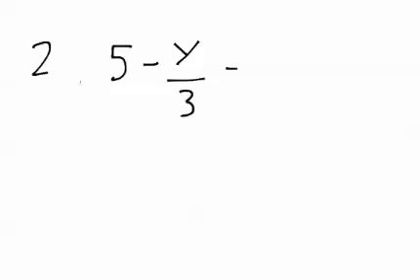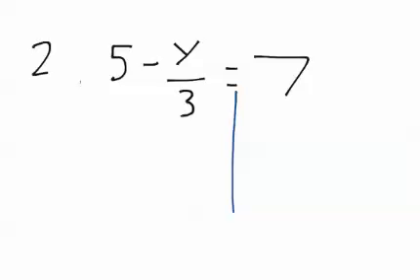Okay, number 2. And if you ever need to pause or rewind, again, that is a great strategy. Please do so. Number 2 says 5 minus y over 3 equals 7. And I forgot to mention, if you want to draw the line, that is fine as well. Just to remind yourself that it is an equation, so what you do to one side, you have to do to the other.